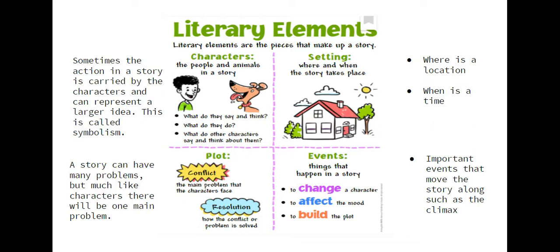Sometimes the action in a story is carried by these characters, and it can represent a larger idea, and this is called symbolism. So we always have to be very careful with our characters and make sure that we watch them. Think about what did they do? What do they say? What do they think? How do the other characters think or say about them?